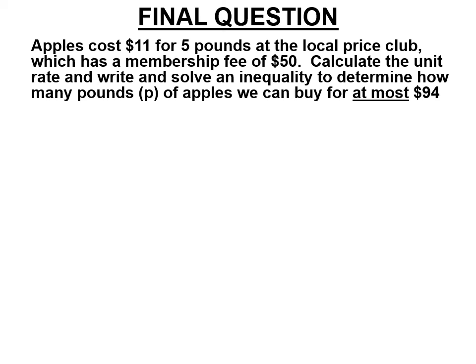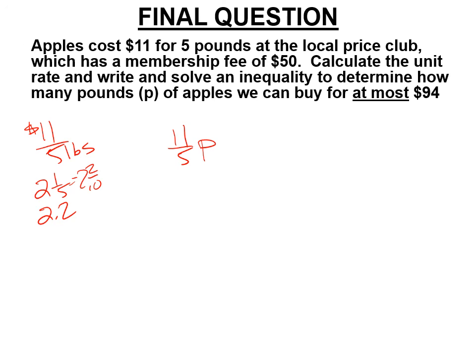Apples cost $11 for 5 pounds at the local price club, which has a membership fee of $50. Calculate the unit rate. So it's $11 for 5 pounds. I might just leave it that way. It is 2 1/5. It is 2.2, right, which is 2 2/10. But I'm going to leave it 11/5, and I'm going to make 11/5 my coefficient of p. And there was a membership fee, so that's our constant. Solve an inequality to determine how many pounds of apples we can buy for no more than $94.